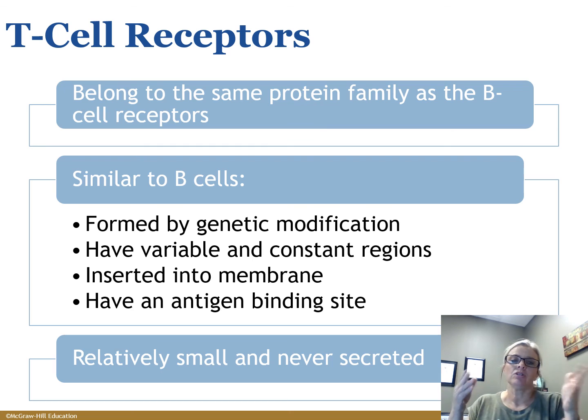So while B cells and T cells do have slightly different processes, their receptors do belong to the same family of proteins. They are similar to B cells because they do have that genetic modification. They do have variable and constant regions. These are going to be inserted into the membrane and have an antigen binding site. These are really, really small, and they're never actually secreted, though, like antibodies are secreted.